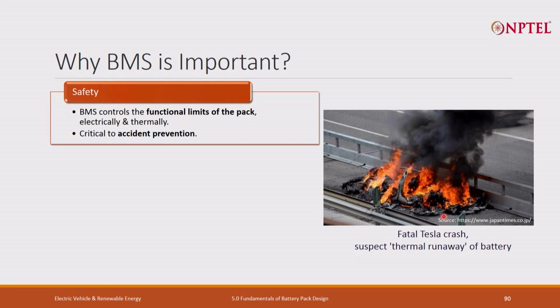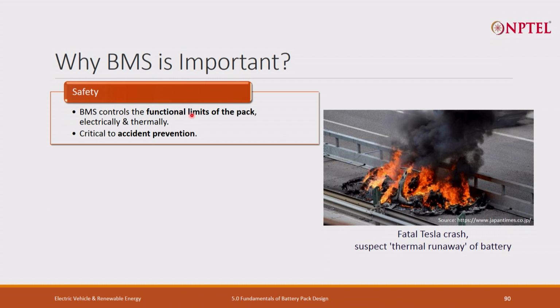If you see the picture on the right side, a car has burned to ashes, and it's nothing but a Tesla vehicle. And why did it happen? Something breached, and it could not isolate itself, and the thermal runaway triggered, and the whole car burned.